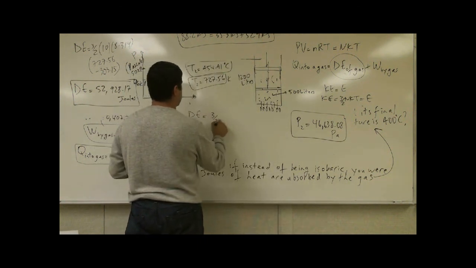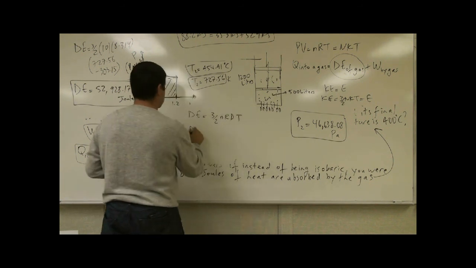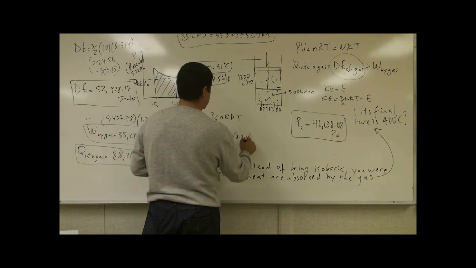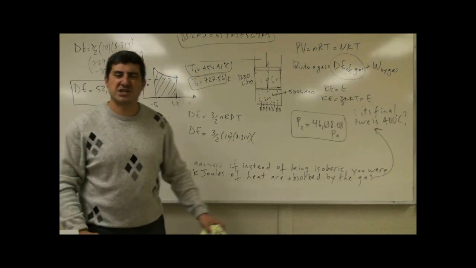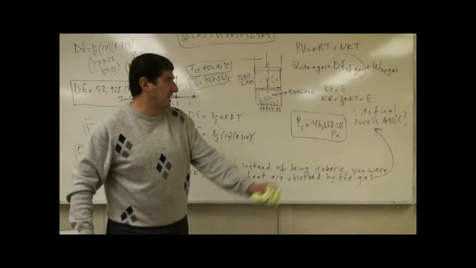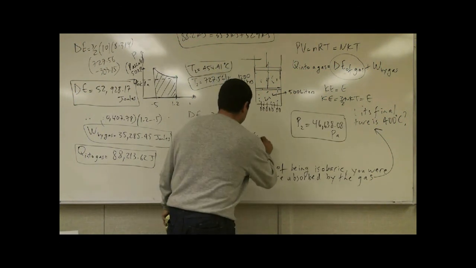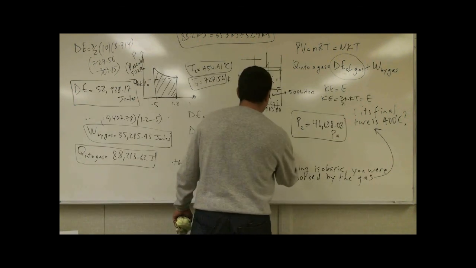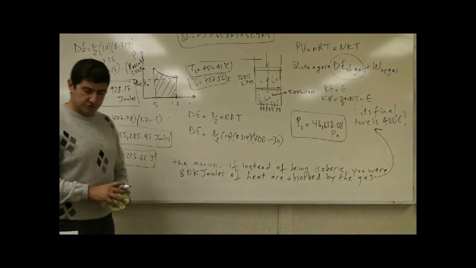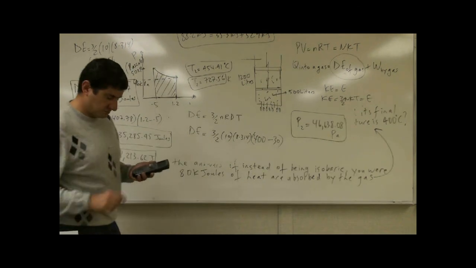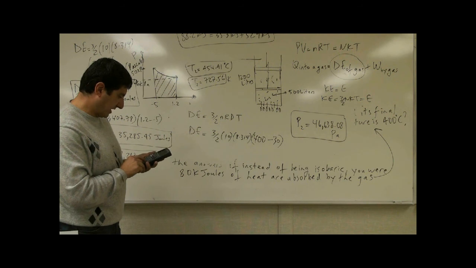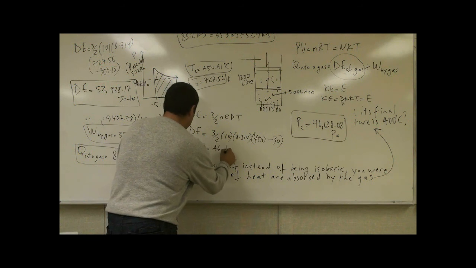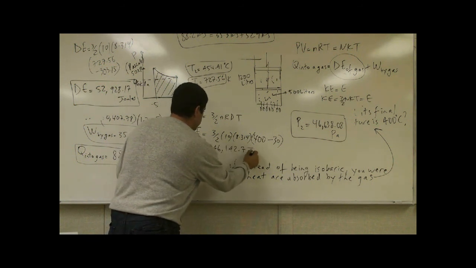Delta E is equal to 3 halves nR delta T. Number of moles 10, 8.314. Delta T. Remember delta T, I could do it in Celsius. So let's not even worry about Kelvin now. Its final temperature 400 Celsius, subtract its original temperature, which is 30 Celsius. Okay? So let's calculate that. 1.5 times... 46,142.7 joules.